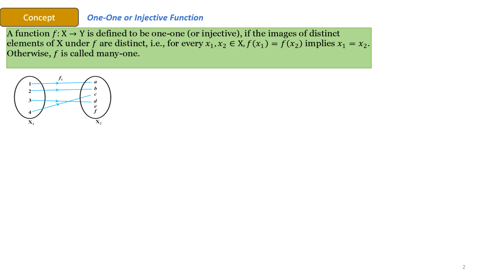A function f: X → Y, y = f(x), is called a one-one or injective function if the images of distinct elements of X under f are distinct. In other words, for every element x1 in the domain, there is only one corresponding element x2 in the range.